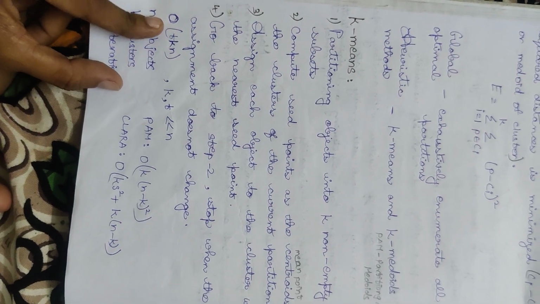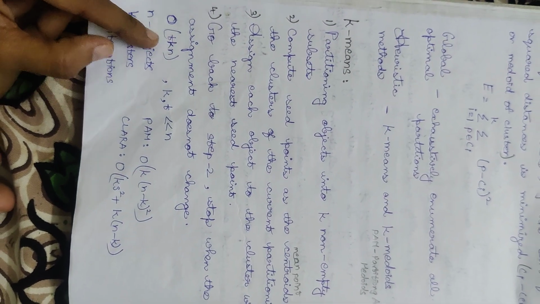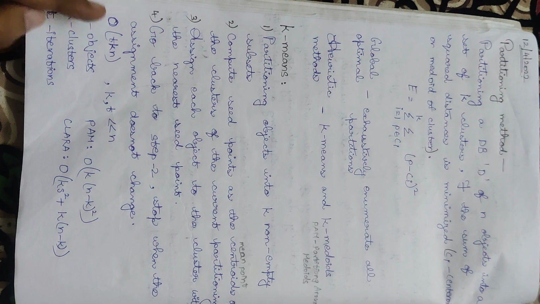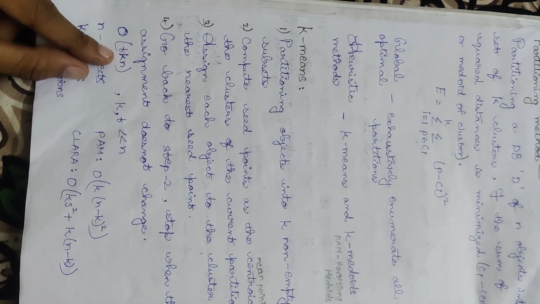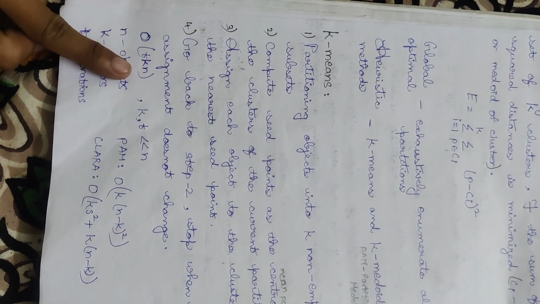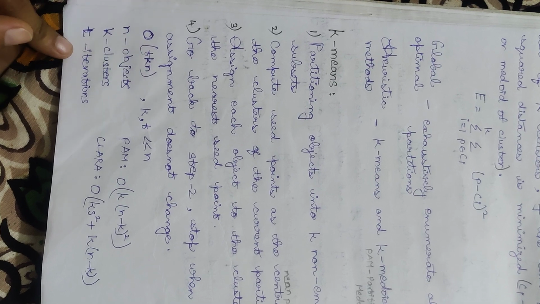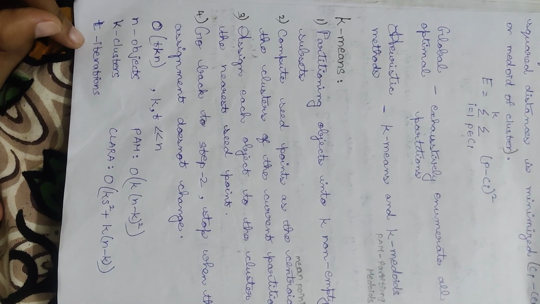And the computational complexity notation for the partitioning method is O(tkn), where n is the number of objects, k is the number of clusters, and t is the number of iterations. Thank you.